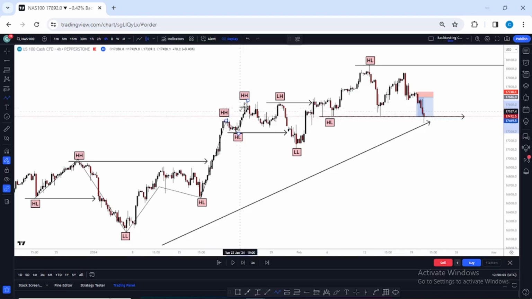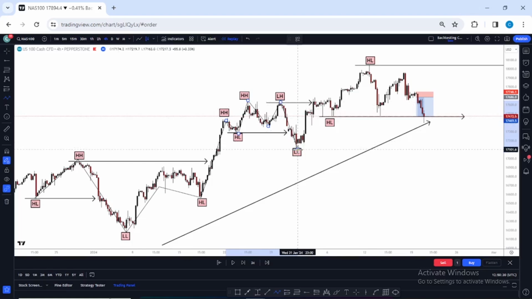So after price created this higher high, what did it do next? It came back down and created this low. Came back up to create a new lower high. Why are we considering this as a lower high? Because this lower high led to the break of what? Of this higher low and created a new lower low. So now this becomes a lower high.